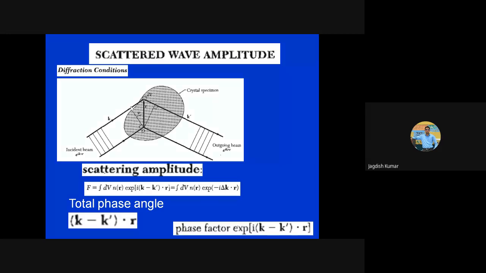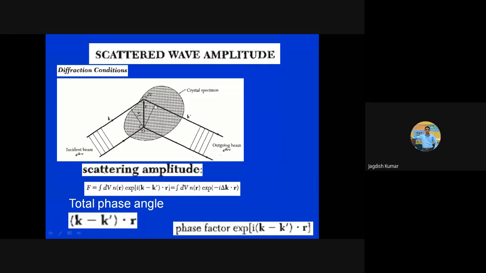Is this clear? Anyone having any doubt? Those with doubt, please type your question. I will be happy to help you. Clear, fine. Well, so this is giving you the phase difference between this point and this point.